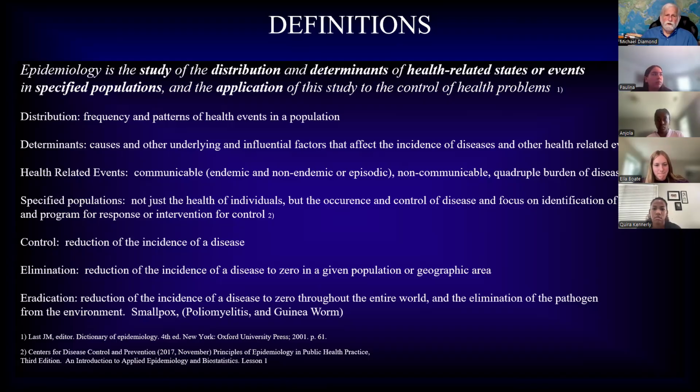Now, these next ones are very important in terms of your use of the terms. When we talk about control, we're talking about reducing the incidence of a disease. So, giving a vaccine or giving some kind of therapeutic response, like with measles, whatever we can do to reduce the incidence, then that's what it means to control a disease.